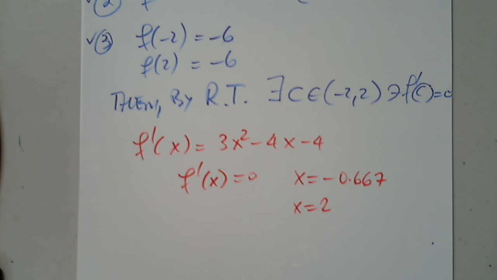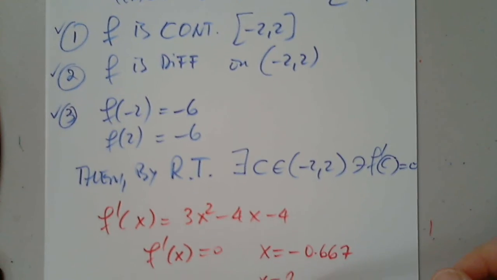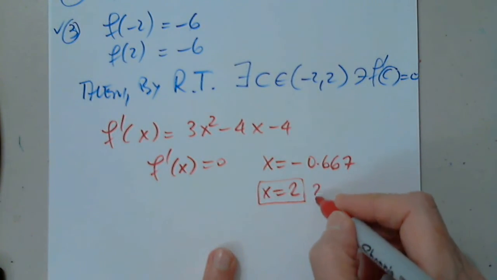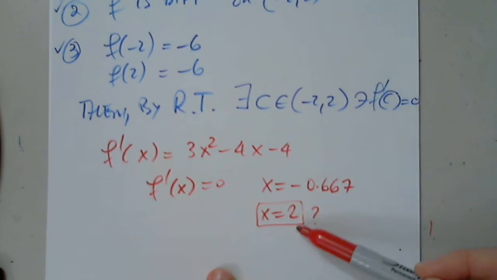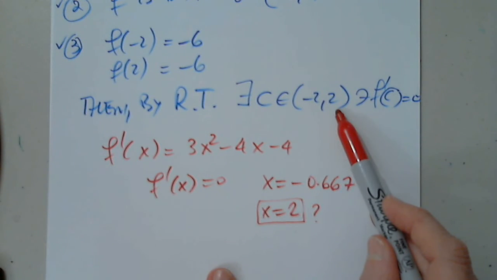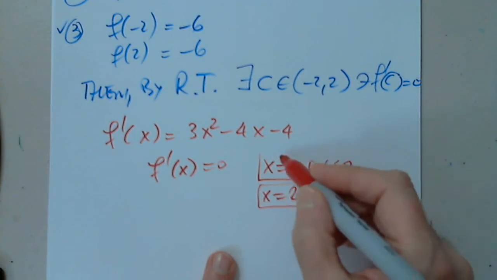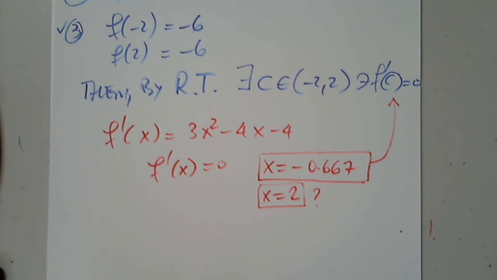So this is a very specific situation, in which I cannot include 2, because C has to be in the open interval. It cannot be 2. So this is guaranteed by Rolle's theorem, because it has to be in the open interval.